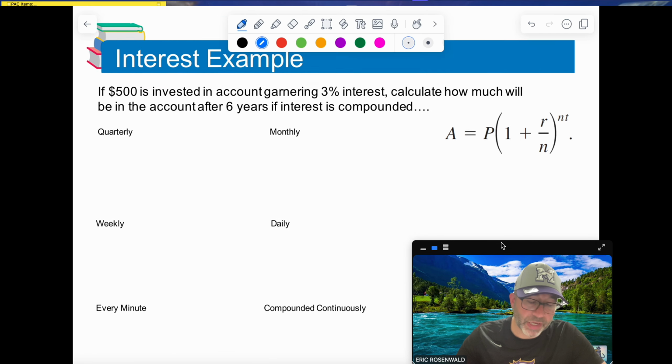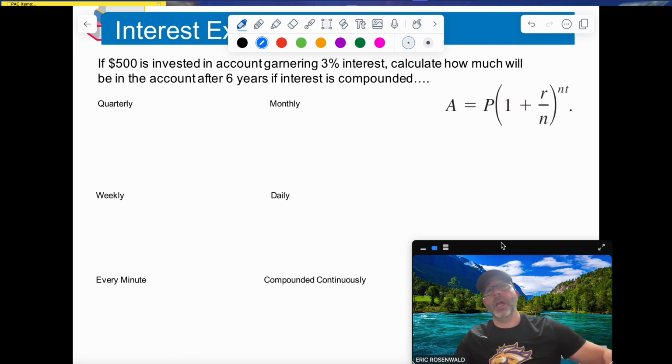So let's just look at some basic examples here. Okay, if you took $500, you invested it into an account garnering 3% interest, meaning you're gaining 3% interest, how much will be in the account after 6 years if compounded regularly?